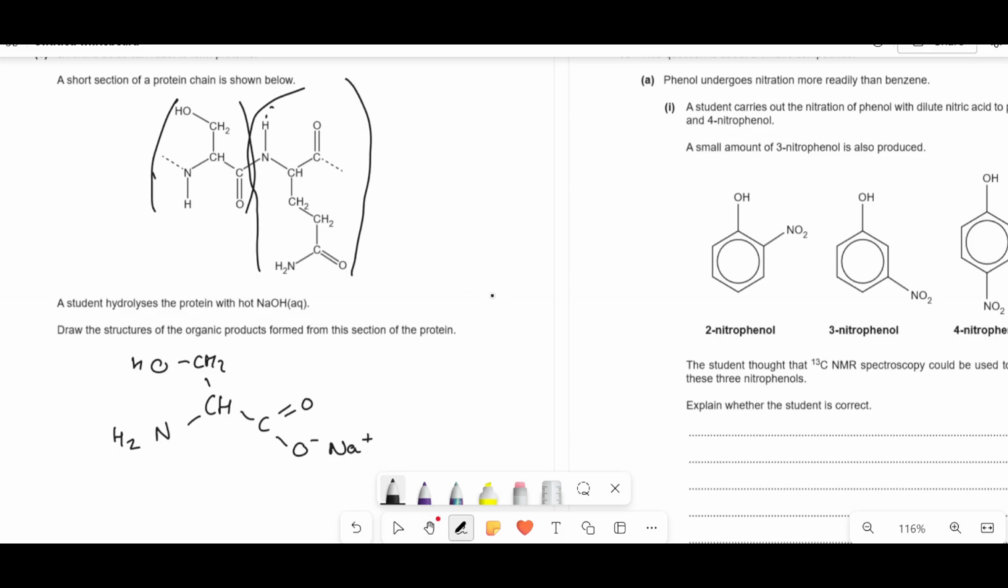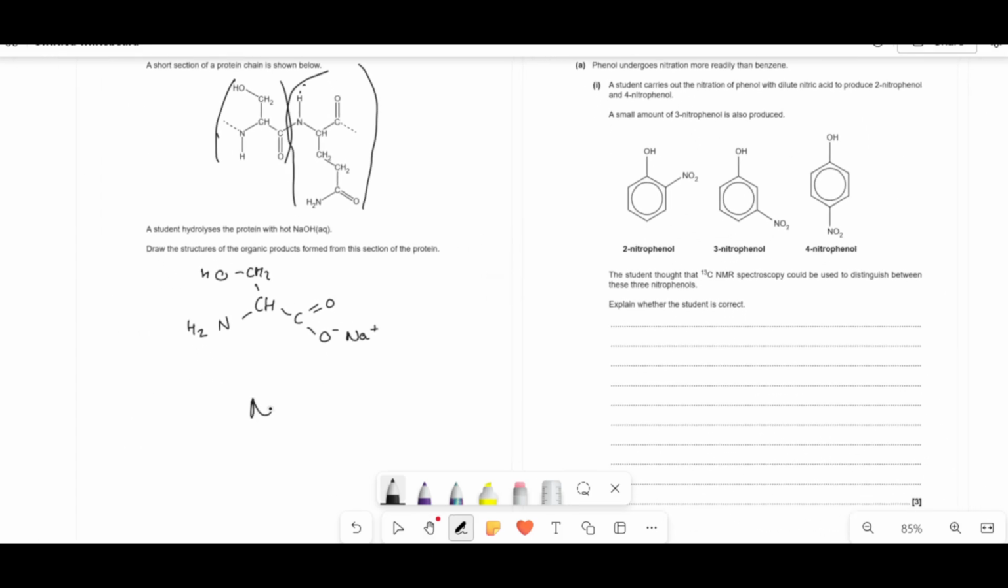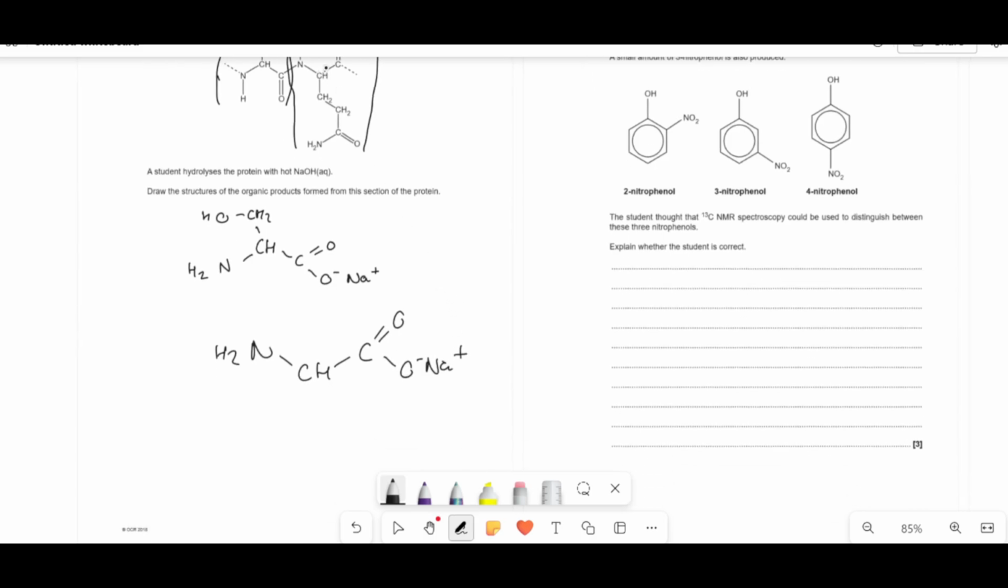So then the other piece that came out of this will have been NH2 here, the CH, C double bond O, O minus Na plus this time though, and then this is the entirety of its R group. So it's going to be what? CH2, CH2, C double bond O, H2N.